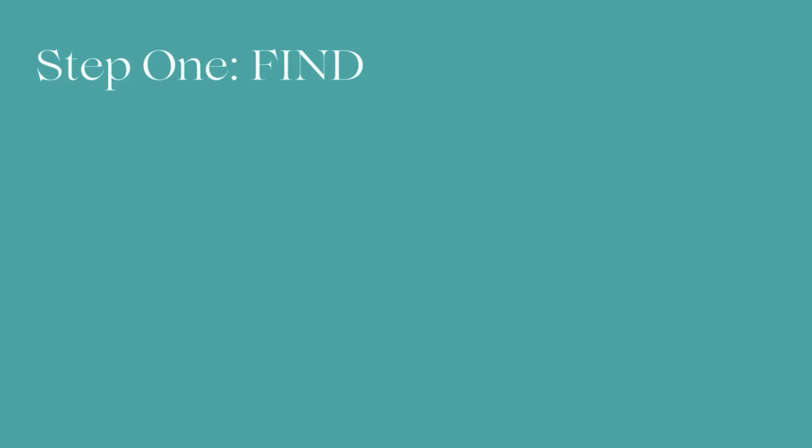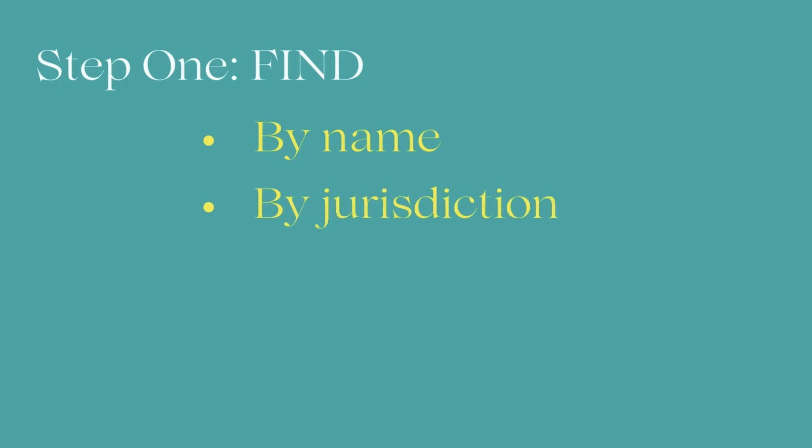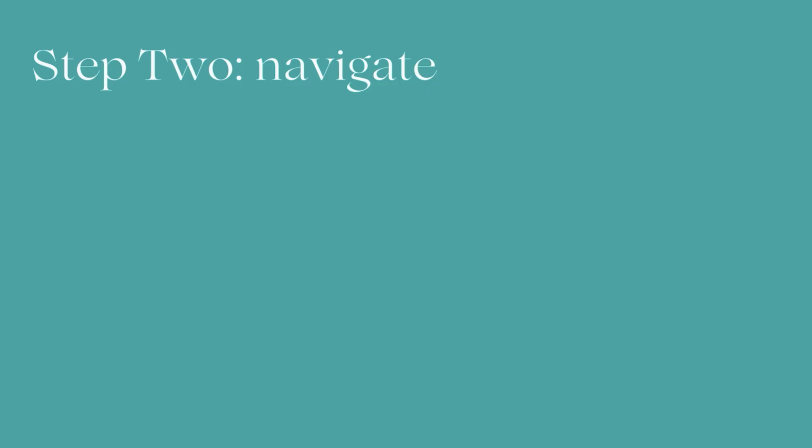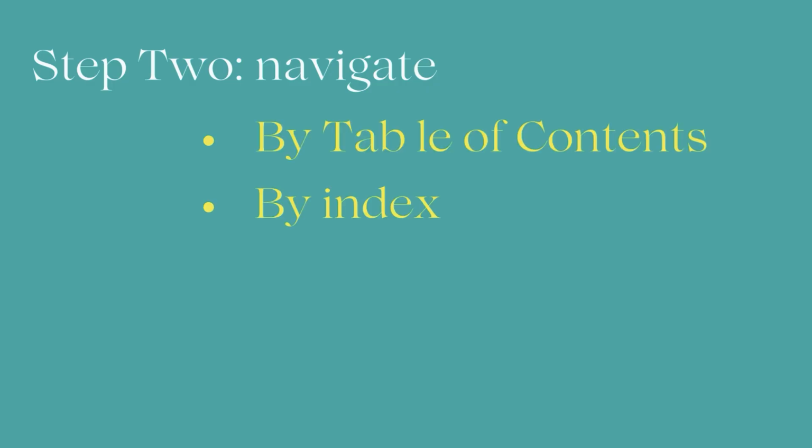So now you know that in order to use a legal encyclopedia on Westlaw and Lexis, you first need to find one by name, by jurisdiction, or by content type. And then you need to navigate that resource by using the table of contents, the index, or running a search. Sometimes you need to do multiple of those. Now please open Westlaw and Lexis and let's do some practice.